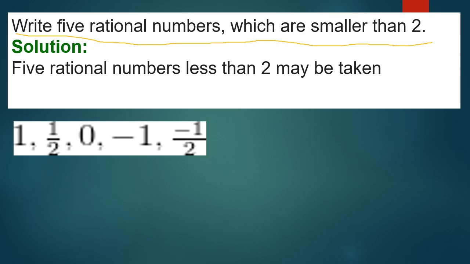See here, 1, 1 by 2, 0, minus 1 and minus 1 by 2 are considered as the 5 rational numbers which are lesser than 2. Children, more rational numbers are there which are less than 2, but here for our remembrance I took this as the best example. 1, half, 0, minus 1, minus half are the 5 rational numbers which are less than 2.